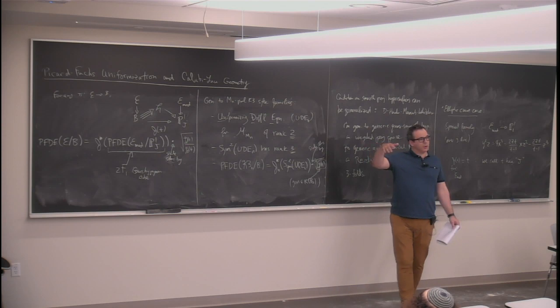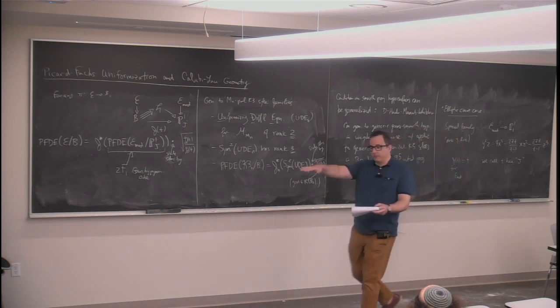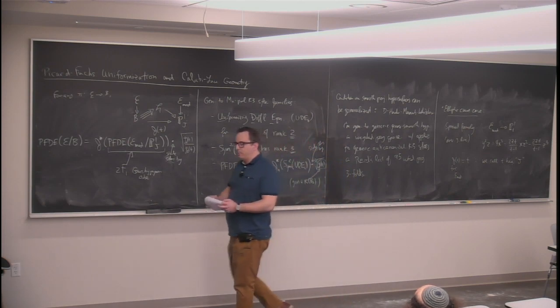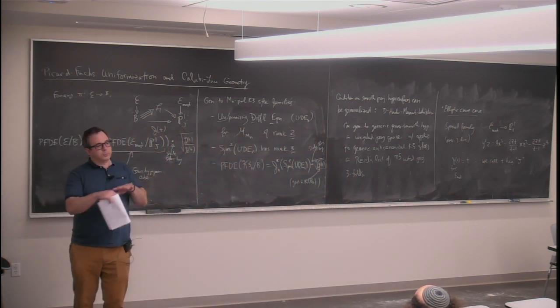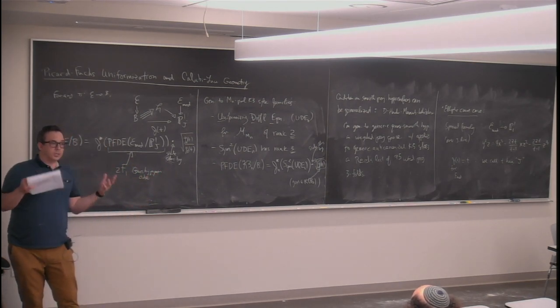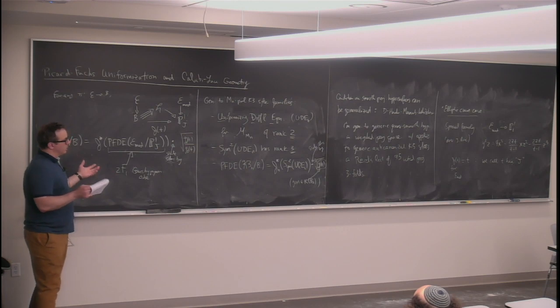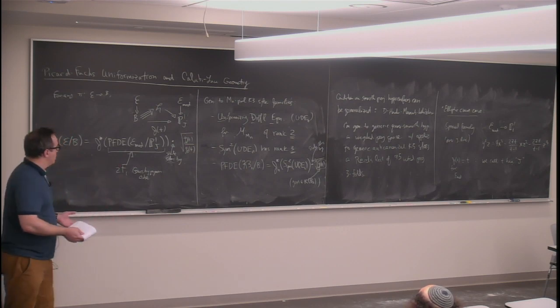via Picard-Fuchs differential equations can be run both ways. You can either take a family of varieties whose period map is surjective that covers the entire moduli space, compute the Picard-Fuchs differential equation, and then deduce a uniformizing differential equation or uniformizing differential system for the base variety, okay, which is the moduli space.